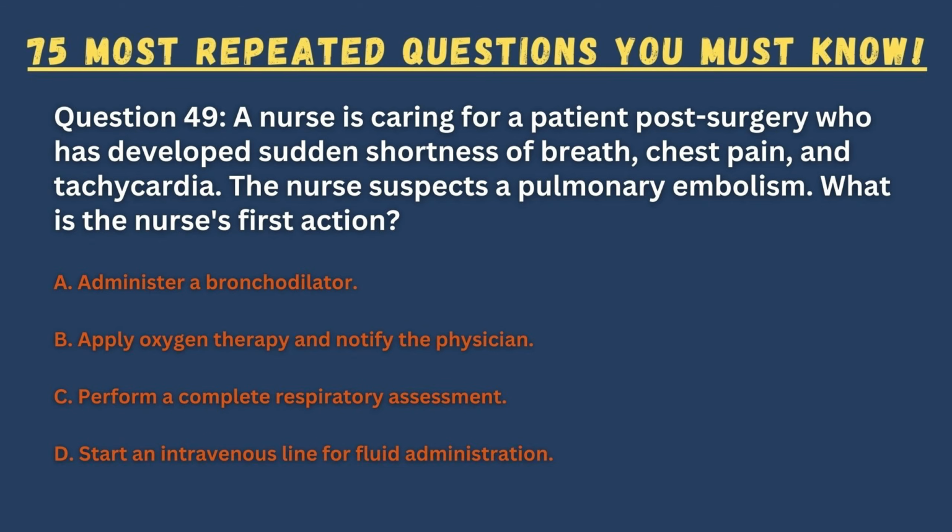Question 49. A nurse is caring for a patient post-surgery who has developed sudden shortness of breath, chest pain, and tachycardia. The nurse suspects a pulmonary embolism. What is the nurse's first action? A. Administer a bronchodilator. B. Apply oxygen therapy and notify the physician. C. Perform a complete respiratory assessment. D. Start an intravenous line for fluid administration.